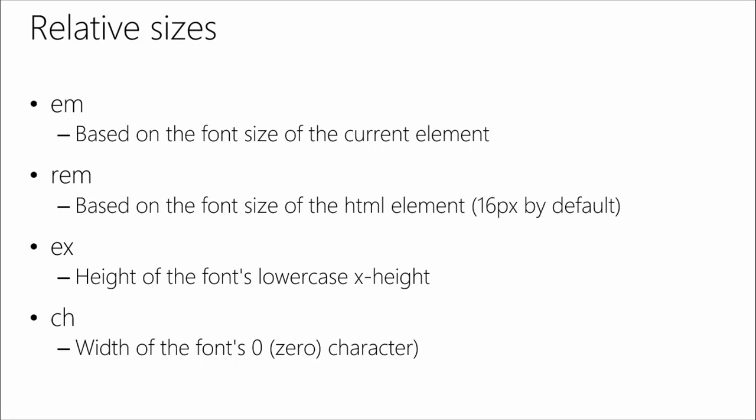Well, wouldn't it be nice if we could just set a size somewhere as our base, and then size everything else based off of that base? And that's where our relative sizes come into play. Now, the two main relative sizes that I want to highlight here are EM and REM. EM is based on the font size of the current element. So if I set up, let's say, div, and I set that to be 16 pixels, and I want to do something based on that for the first letter, then I would want to use EM because it's based on the current element.